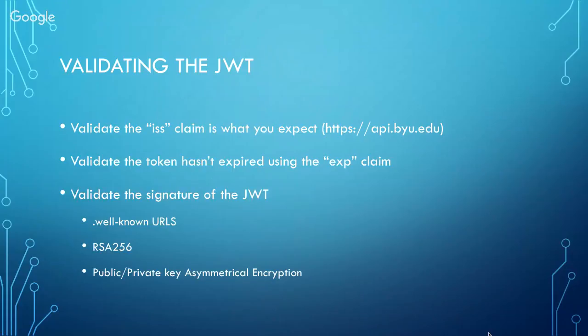So for that, we utilize the OpenID Connect standard. It has a couple of well-known URLs. We'll dig into that in a second. But essentially, they're well-known URLs on the api.byu.edu domain that allow you to go and grab the public key with proper caching headers and things like that. So you know where to go get it, and you're able to cache that public key for a given amount of time.